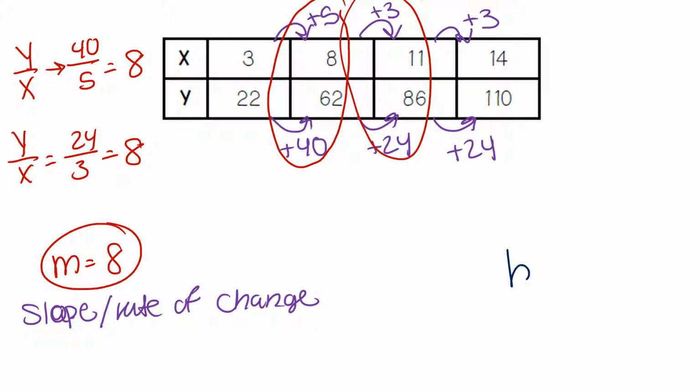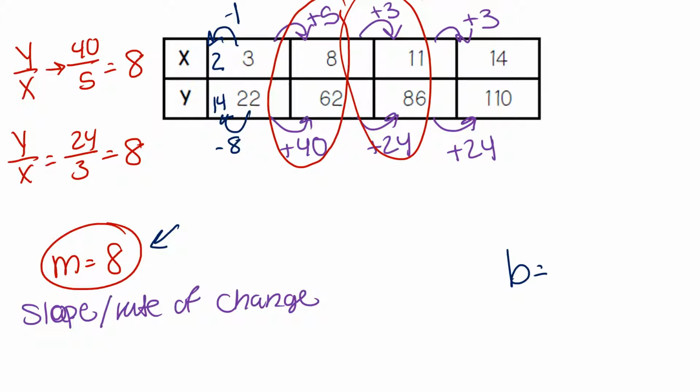Now, for our b value, we have to work backwards. We need to go backwards 1 at a time. So instead of 3, we're going to go backwards 1 and get to 2. We're using our answer in order to go backwards. We go back 1 at a time using our answer. So we're going to go back 8. 22 going back 8 gets us to 14.